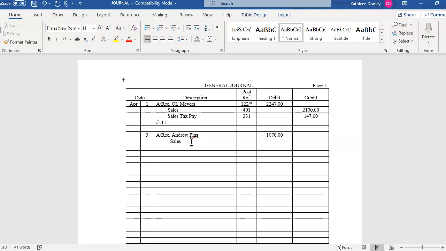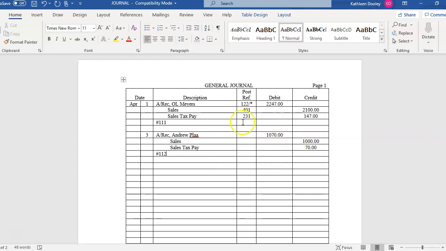My indent, my sales, my revenue account is credited for the $1,000 that we sold. And I also have a liability account, the sales tax payable, that is going to be credited for the $70 that I now owe to the state. Okay, my debits equal my credits, so I put in my explanation, and that was invoice number 112. So that's all I really need to put in there.